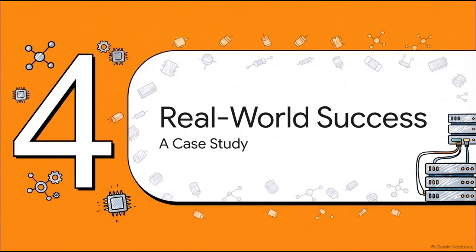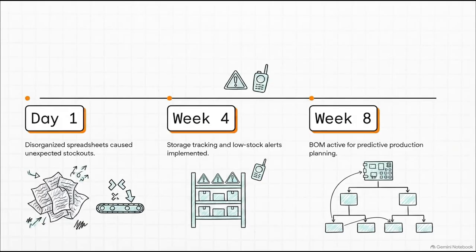All right, let's look at part four, real-world success. Let's ground all these technical specs in reality with a timeline from a small electronics manufacturer. They went from chaotic spreadsheets causing production delays on day one to a complete operational turnaround. By week 4, just by implementing exact storage tracking and setting up low stock alerts, their purchasing team suddenly had advance warning before critical components ran out.